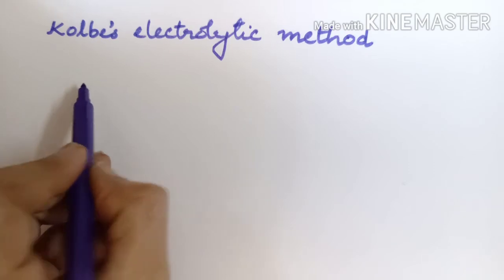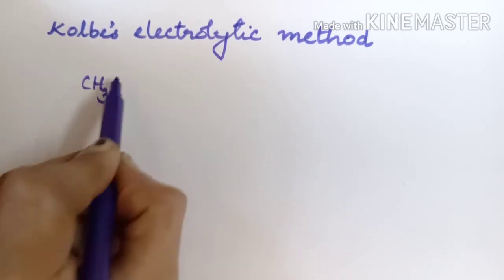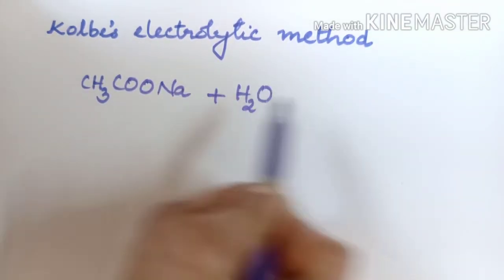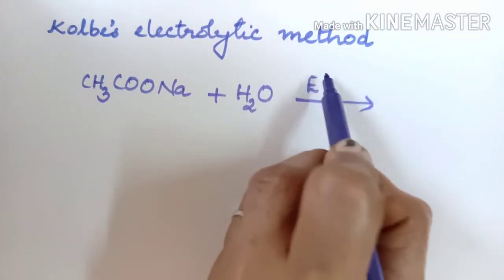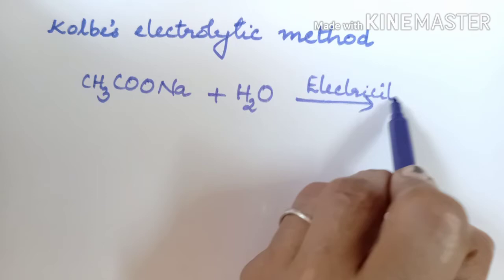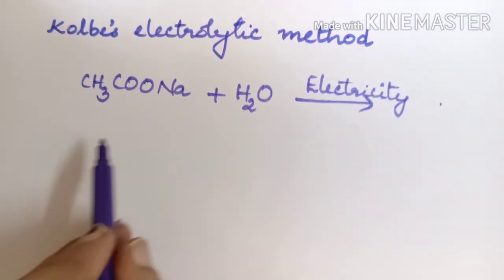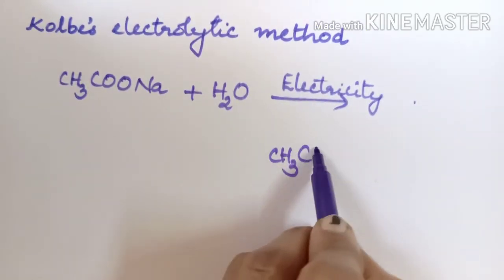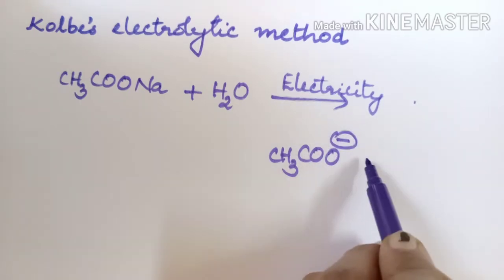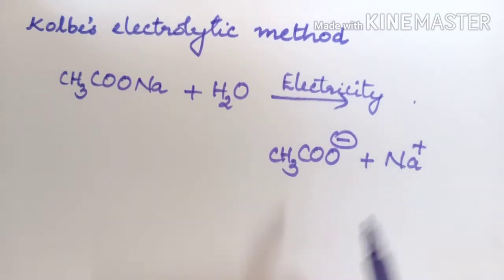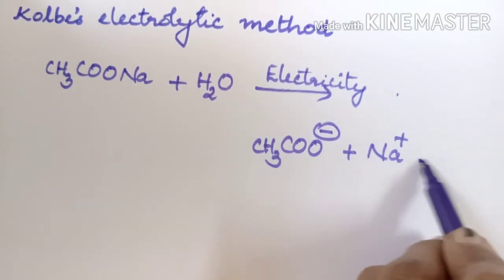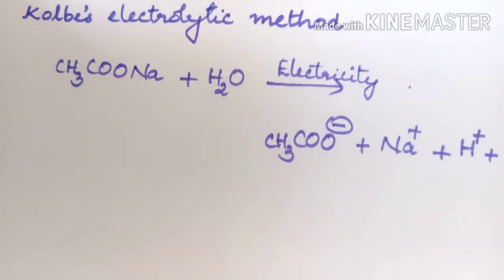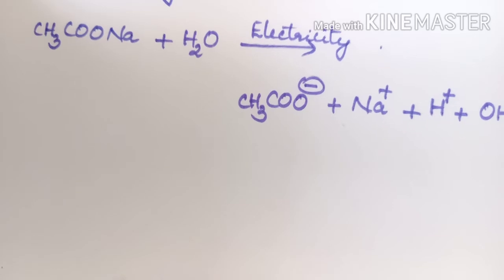So what are the reactants here? We have CH3COONa and water as the reactants. In the presence of electricity, it will ionize and produce CH3COO negative and Na positive. In addition to that, water will ionize and produce H positive and OH negative. Now we will see what happens at the anode.